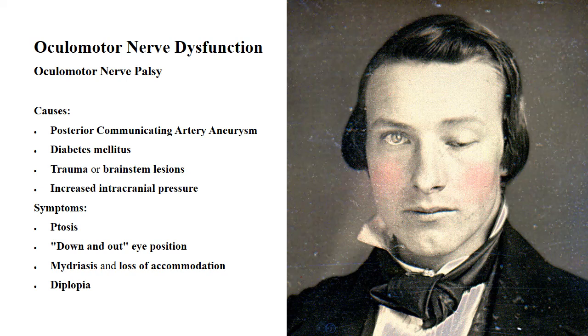Clinical signs of third nerve palsy include ptosis, or drooping of the upper eyelid, due to levator palpebrae superioris paralysis; down and out eye position because of unopposed lateral rectus and superior oblique due to loss of medial, superior, and inferior rectus functions; dilated pupil or mydriasis and loss of accommodation due to parasympathetic fiber damage; and diplopia or double vision due to extraocular muscle dysfunction.